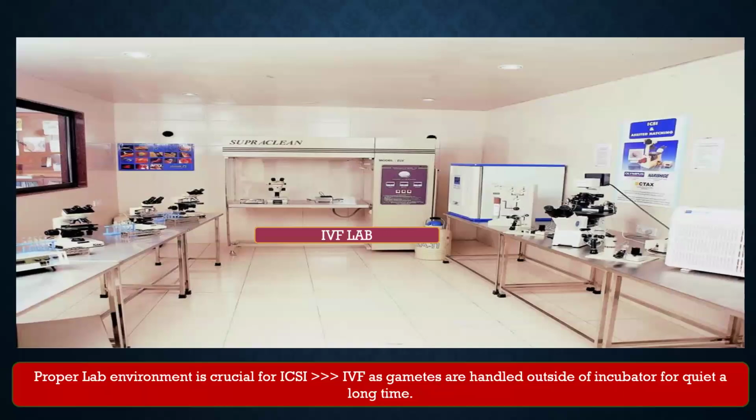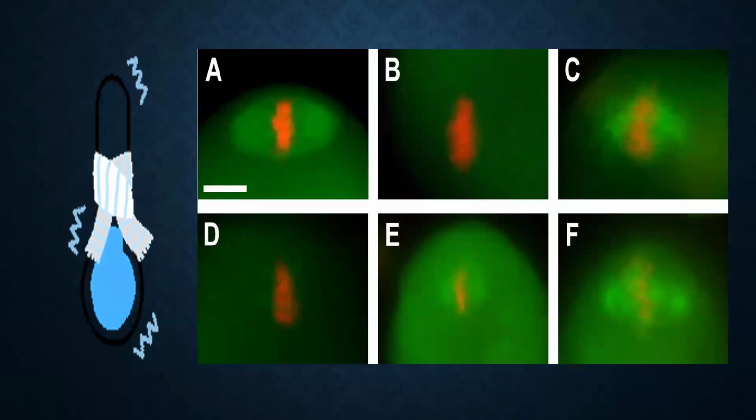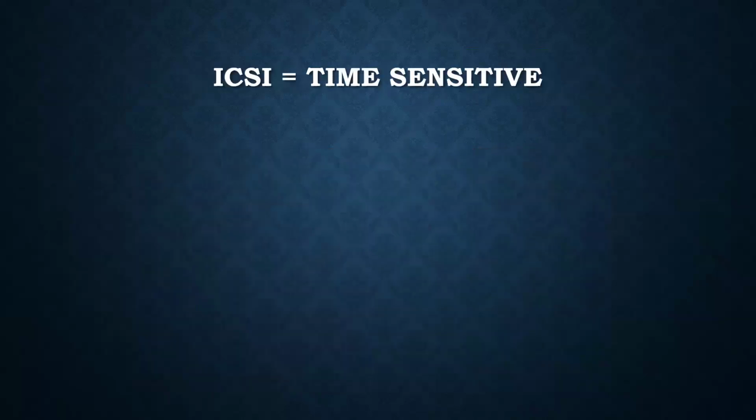As the gametes are manipulated for a longer duration of time outside of the incubator in ICSI, the laboratory environment becomes very crucial for ICSI success. In cases of high temperature, patients have noted parthenogenesis in oocytes. And in cases of low temperature, there is mitotic spindle depolymerization, which thereby leads to non-disjunction and aneuploidy. IVF, on the other hand, is devoid of these things because we directly inseminate and put them into the incubator.